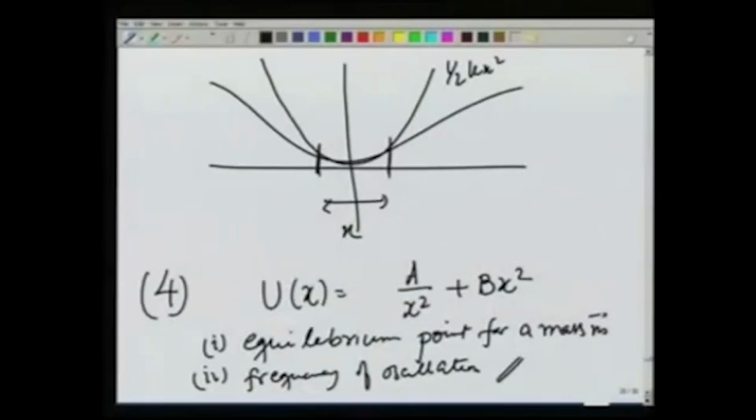You can of course go ahead and see how good the approximation 1/2 kx square is in approximating this potential, and for what range of displacement this approximation is good. So these are the exercises I would like you to do before we proceed.